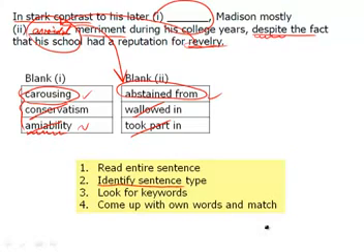So again, two blanks are a little bit more complicated. Make sure you read the entire sentence, identify the sentence type the way you learned with one blank text completion, and of course follow the same basic strategies, and that should always help you get to the answer.